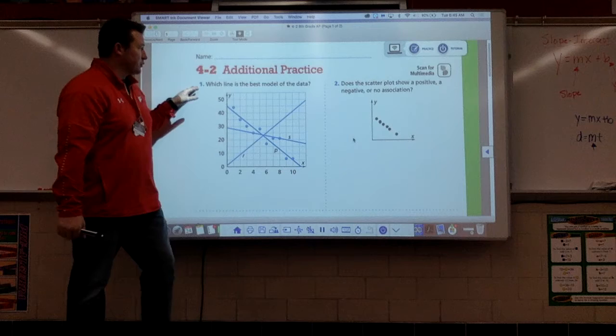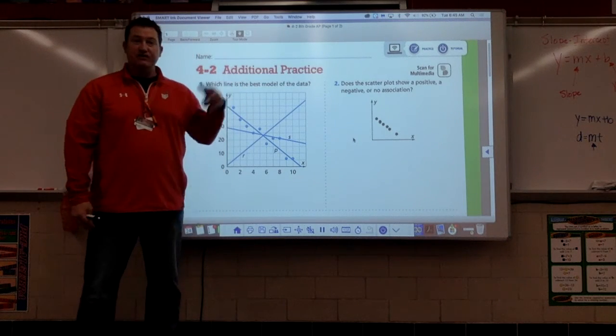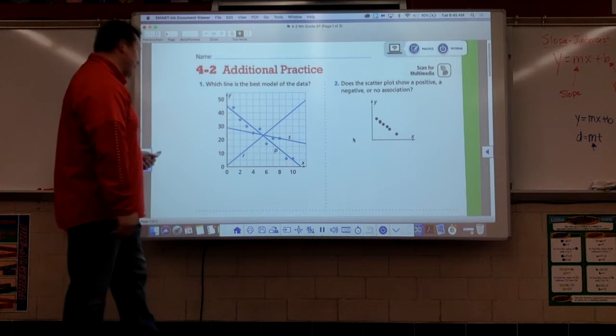We love some scatter plots. We're talking about line of best fit, strong and weak, nonlinear associations in 4.2 here. So a nice extension on 4.1. So let's hop right to it.